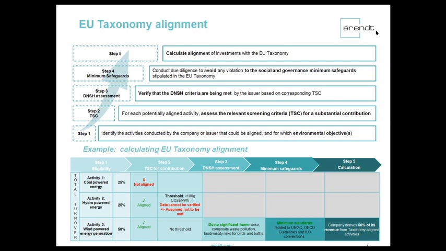This is on a life cycle assessment, and the idea is that if you can demonstrate that this plant operates below this threshold, then it's taxonomy aligned.